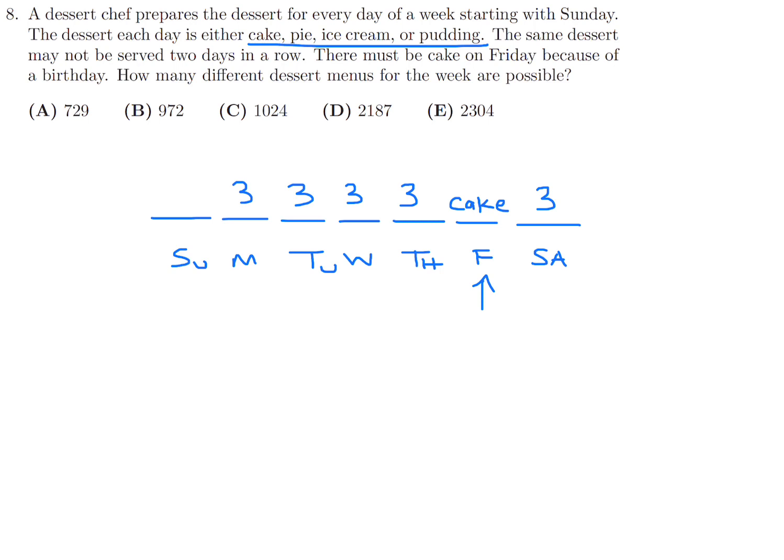So on Monday, if you served pie, on Sunday you can serve anything except pie, which is 3. So that's pretty much all it is. Doesn't have to be any more confusing than that. So you just multiply these, 3 times 3 all the way across, and this is just fixed as a 1 choice. So this is just 3 to the power of 6, right? 9 times 9 times 9, which is 729. So number 8, the answer is A.